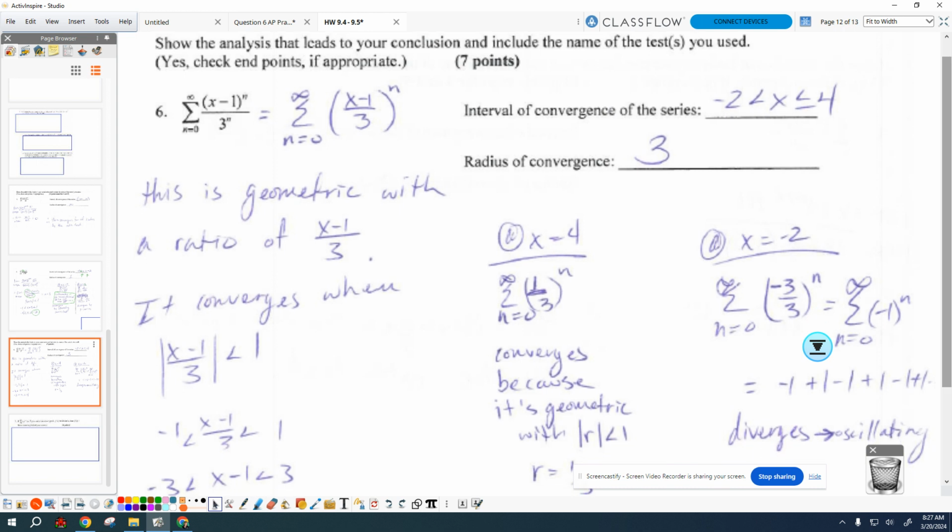So this one, when it's strictly geometric, the ends are not going to work, but it's always good to check them anyway. And it should not have worked. Did I do it wrong? Actually, this is Mr. Orlando's handwriting.